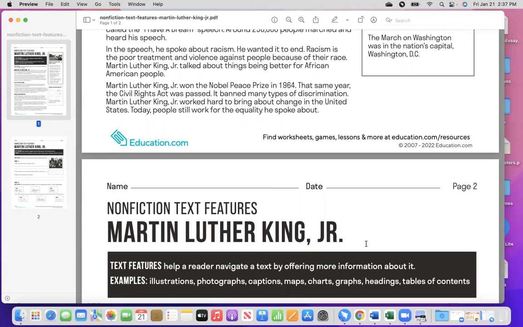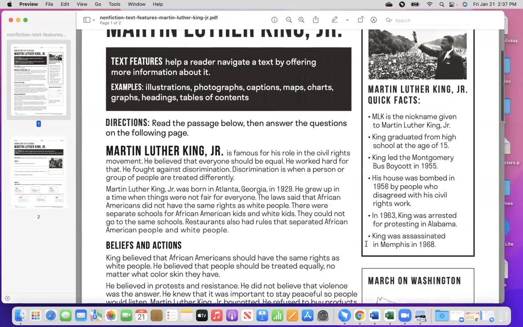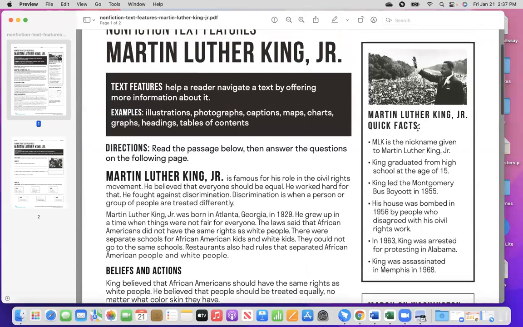Martin Luther King Jr. worked hard to bring about change in the United States. Today, people still work for the equality he spoke out for. Yes, perfect. Okay, so what were the instructions again? Text features help readers navigate a text by offering more information. Here are some graphs that help you, and the timeline.